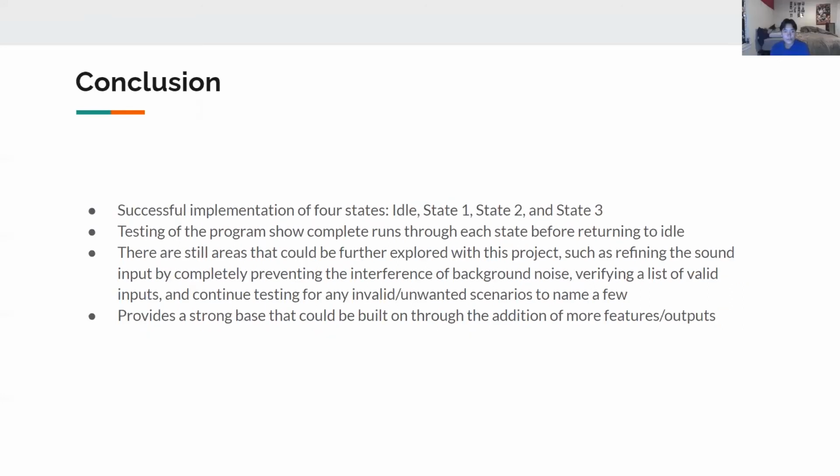Conclusion: this was a success. We were able to implement four stages for this program: an idle state, a first state, a second state, and a third state. Testing the program shows that it runs completely and returns back to its idle state when it's supposed to. There were some areas where we were having trouble, as sometimes it would skip over to the next state or pick up random feedback from outside sources, but we were able to get this program working and make sure that all our hardware works properly. This provided a strong base that we could build on with even more outputs and features that we can add onto it.